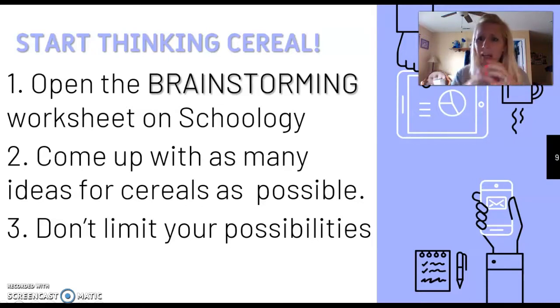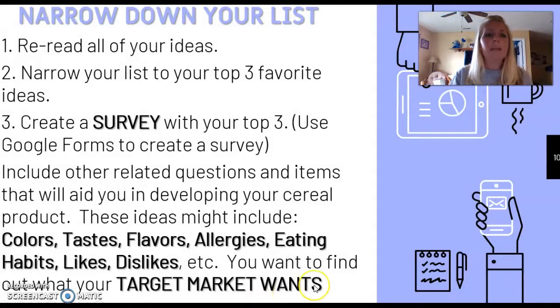And don't limit it to just kids. Think about adults, think about older people, because a lot of people will always focus on kids. What about older people? What might they like? Then narrow down your list. Get it to like your top 3 once you're done.